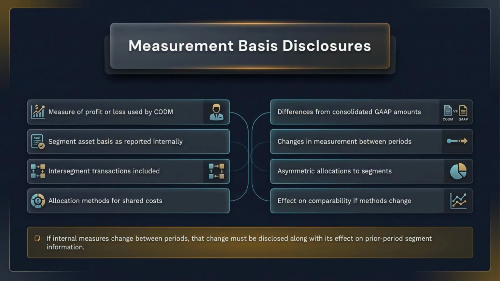Measurement basis disclosure is critical because segment amounts often come from internal reports, not from the exact same measurement basis used in consolidated GAAP numbers. A company may use operating income, EBITDA, contribution margin, or another internal metric to assess segment performance. ASC 280 requires enough explanation for users to understand what the segment measure includes, what it excludes, how shared costs or inter-segment transactions are treated, and whether the method changed between periods. Without that measurement explanation, segment numbers can look precise but still be misunderstood.